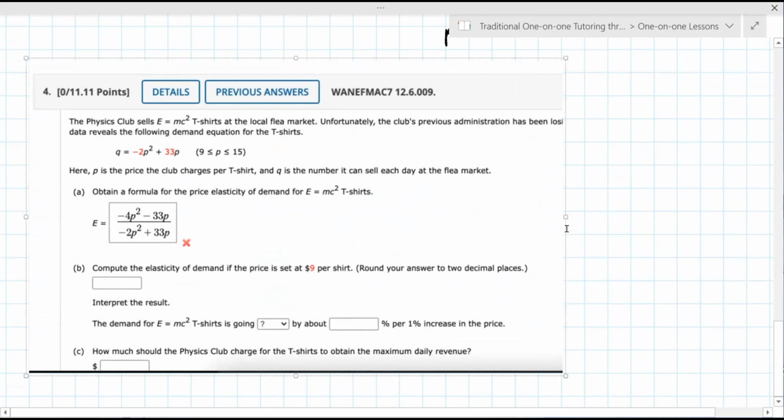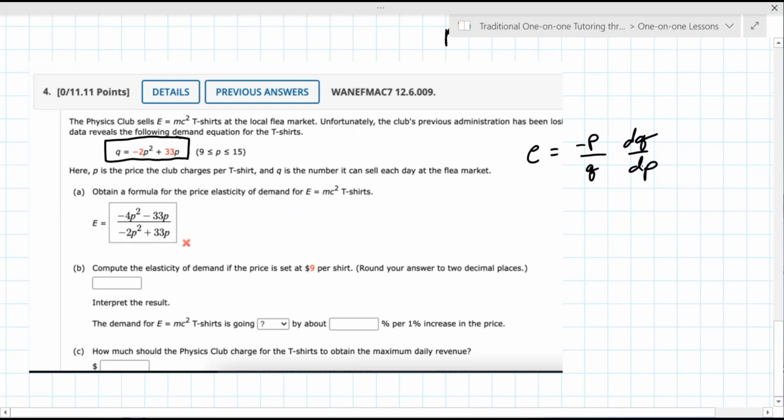They almost always give you Q, because if you write out the formula for E, it's minus P over Q times dQ/dP. So currently you already have two pieces. You have the P and you have the Q. This is your Q. So right now your E is minus P over minus 2P squared plus 33P.